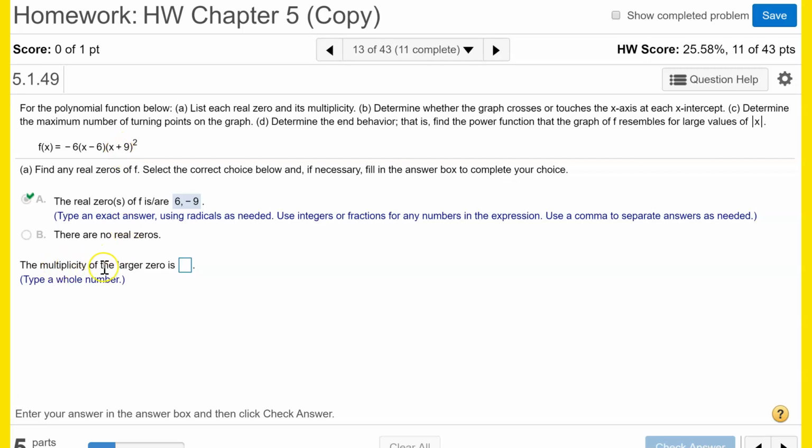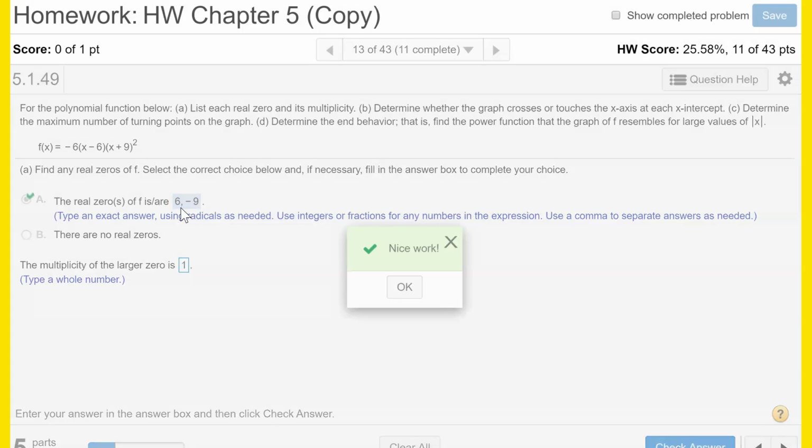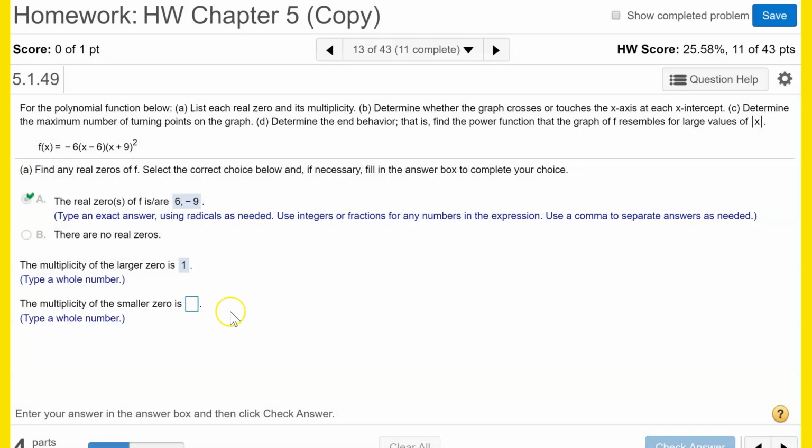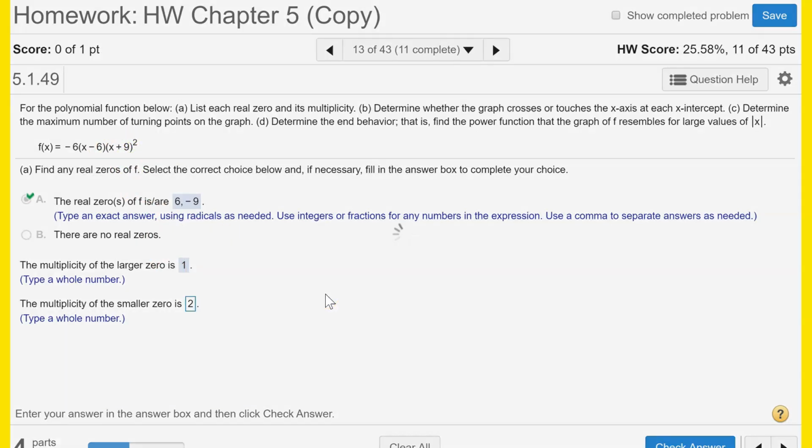All right, the multiplicity of the larger zero is actually the +6, because 6 is larger than -9. So the multiplicity of the 6 is 1 because it only occurred once. The multiplicity of the smaller zero, -9, is what? It is 2 because x plus 9 was squared. So you have x plus 9 and x plus 9 again. That one occurred twice, so the multiplicity of that one is 2.